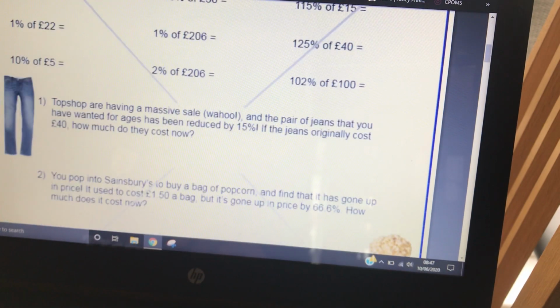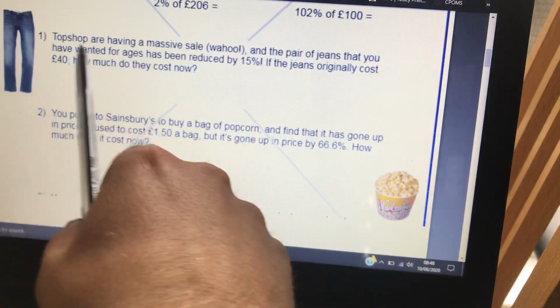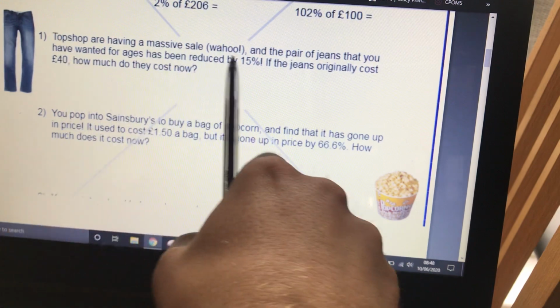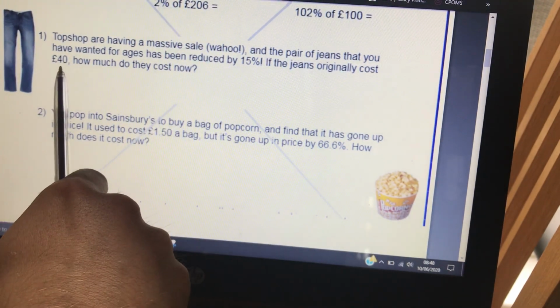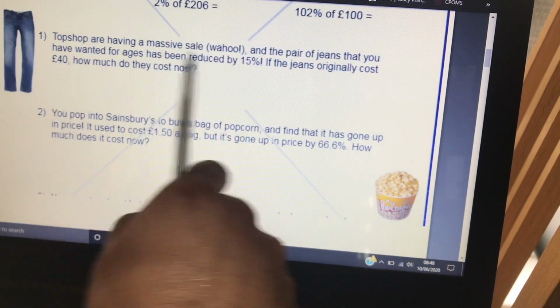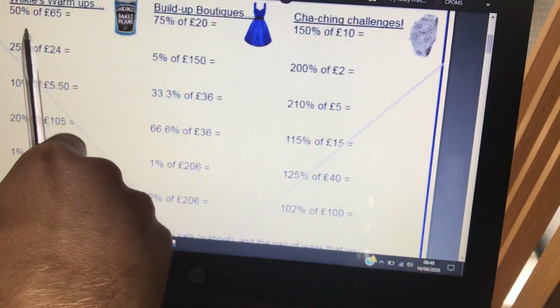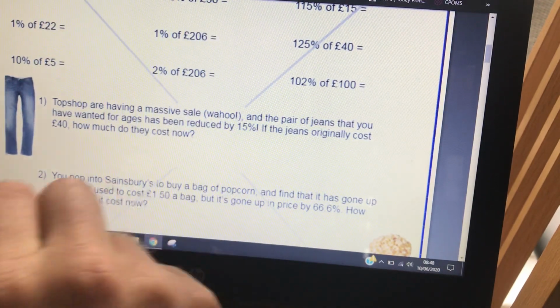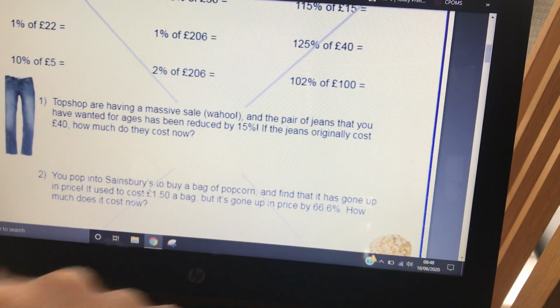And to be fair, you've got 2 word questions here, which mean exactly the same thing. We'll just quickly run through what you need to do. Okay? Your jeans have been reduced by 15%. They're originally £40. So this question is literally 15% of £40. We've been doing stuff like that up here. You can either find 10% and then times it by 4, or find 10% and 50% and just take 10% off.